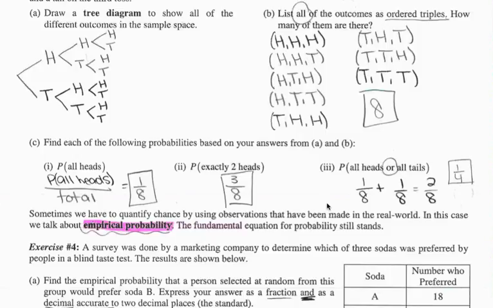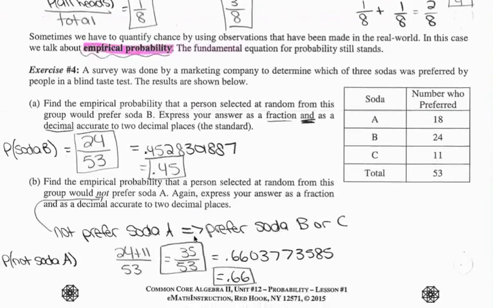So that's theoretical probability. Sometimes we have to quantify chance by observing observations that have been made in the real world. In this case, we talk about empirical probability. The fundamental equation for probability still stands. So here's an example of that. A survey is done by a marketing company to determine which of 3 sodas was preferred by people in a blind taste test. The results are shown below.